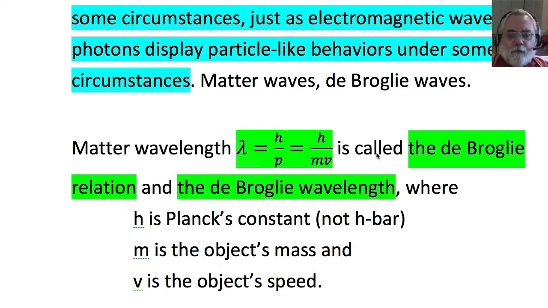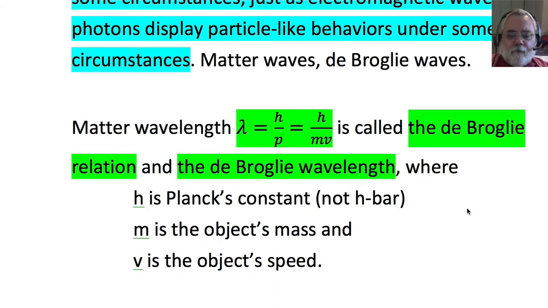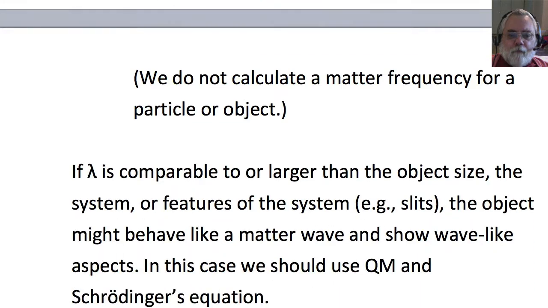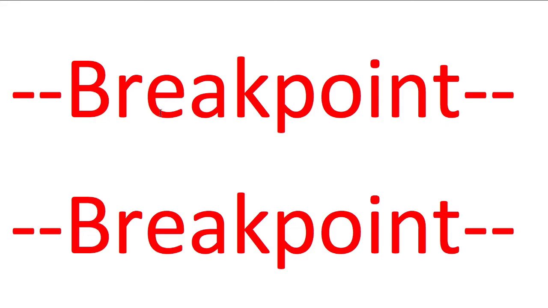We now call this the de Broglie relation and the de Broglie wavelength, where h is Planck's constant, not h bar. m is the object's mass. p is the object's momentum, which could be relativistic, but if it's slow compared to the speed of light, we can use mv, where v is the object's speed, for a non-relativistic particle. His paper addressed frequency of matter waves, but we're not going to use those results. We're not going to calculate a matter frequency for a particle or object. This is a possible time to take a break.